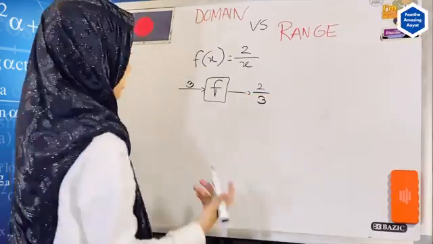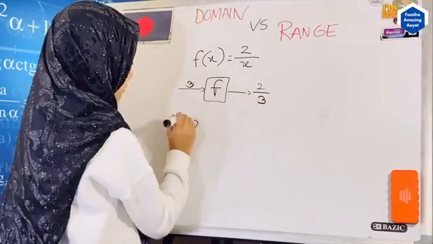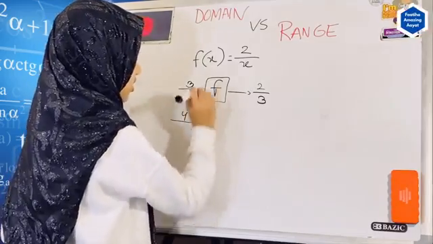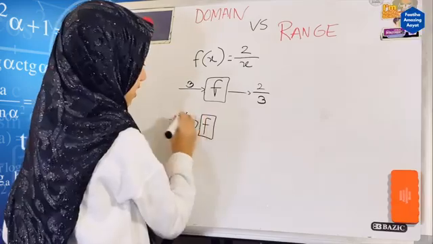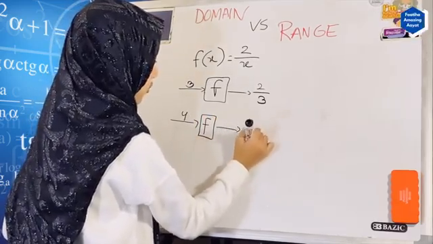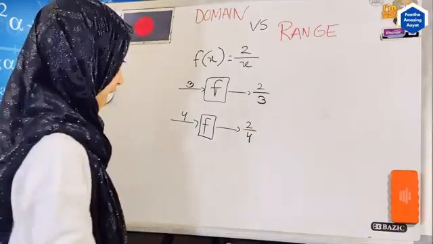That makes sense. Let me give one more input. If I put 4 into my function box, my function is 2 over x, and my x is 4. So it would come out 2 over 4, which is basically half.